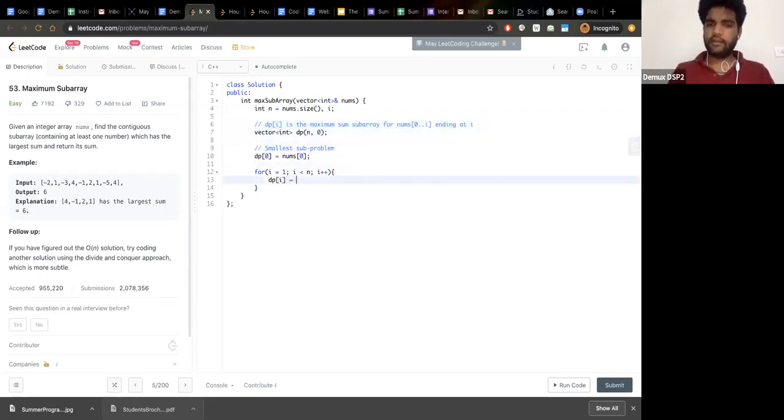So DP of I will be either 1 or more than 1. If you are just having 1, you will have nums of I. If you are having more than 1, you will have nums of I plus DP of I minus 1. And what is your actual answer? The actual answer is max of DP of I.